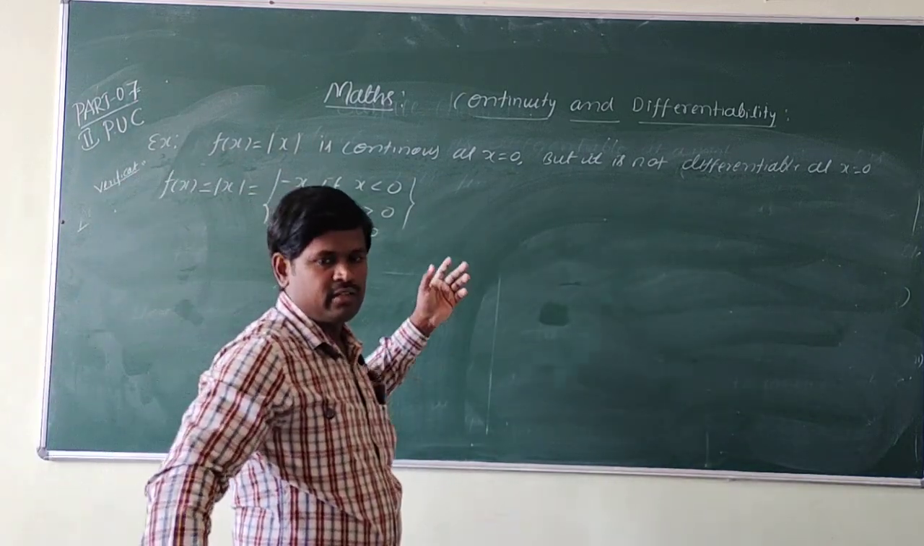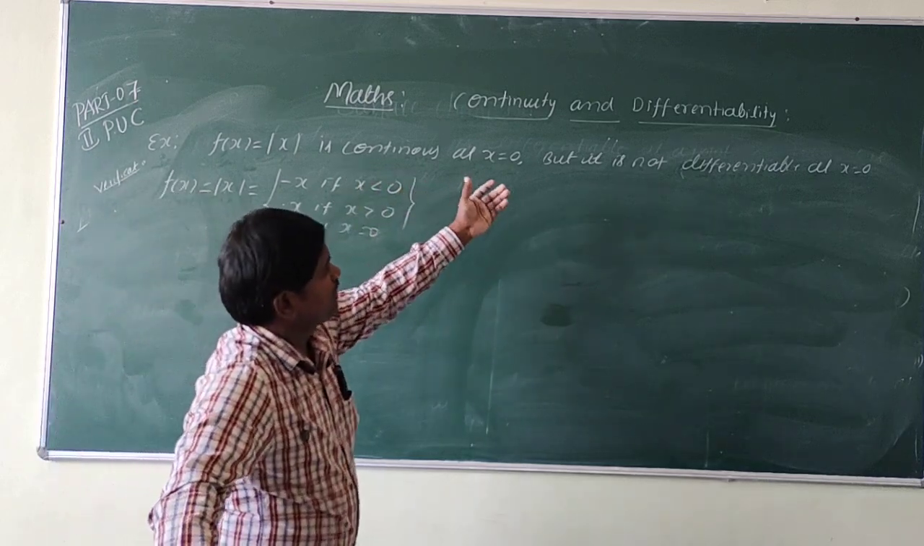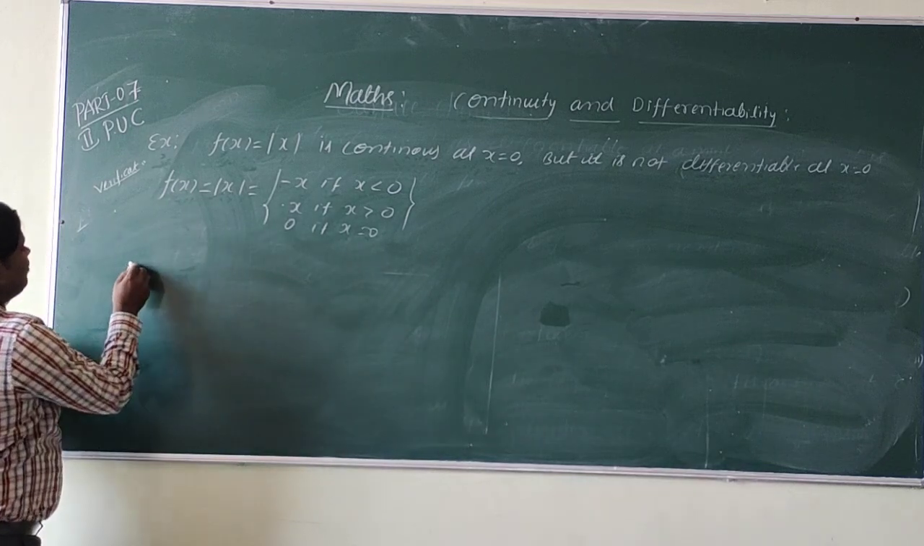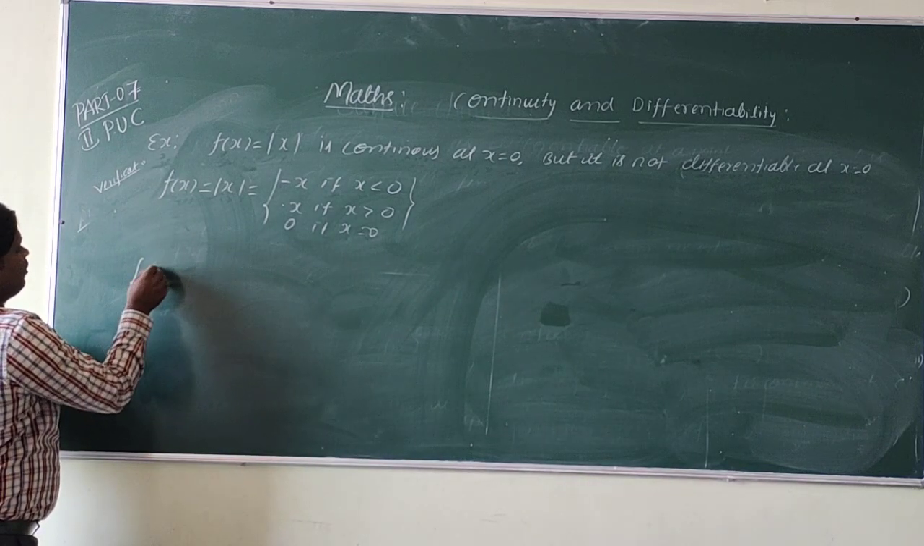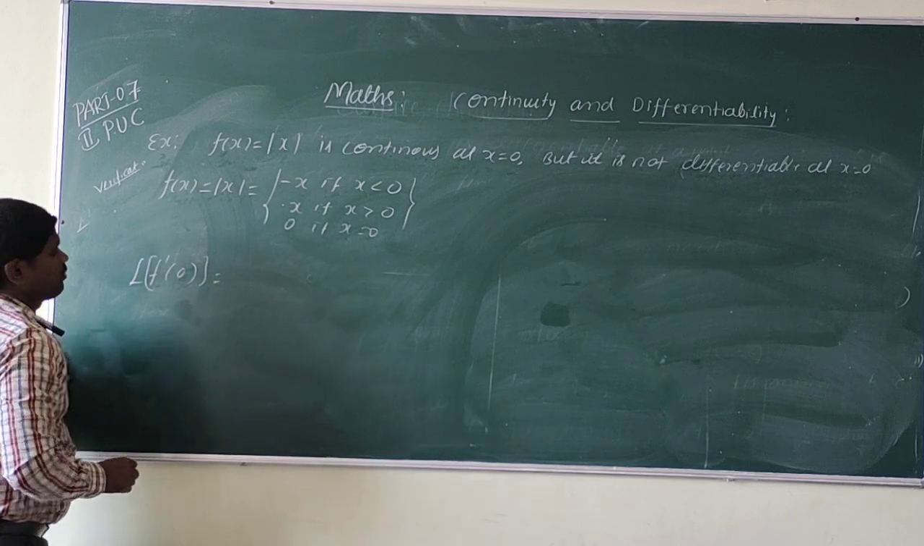Okay. Already you know that f of x is continuous at x is equal to 0. In the continuity we discussed that. So we are going to prove that it is not differentiable at x is equal to 0. Okay. So now the left hand derivative, f dash at x is equal to 0. Okay. So already you know that limit.